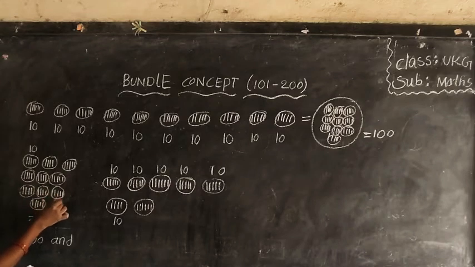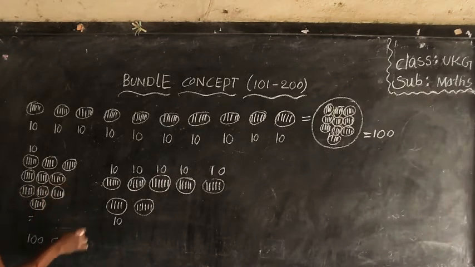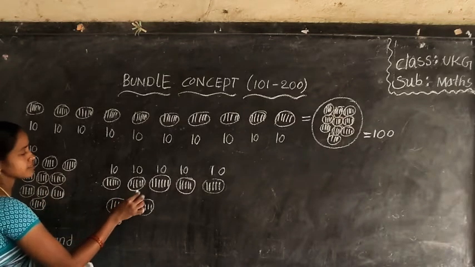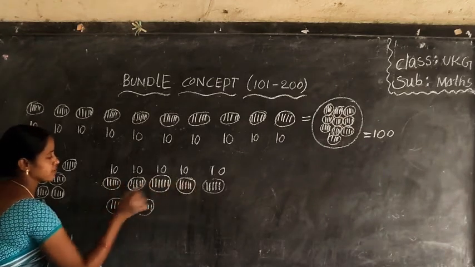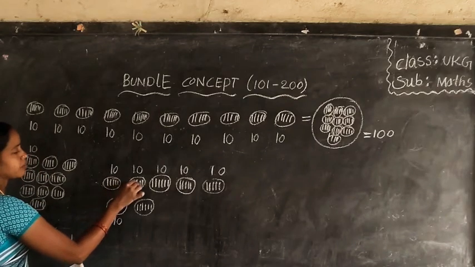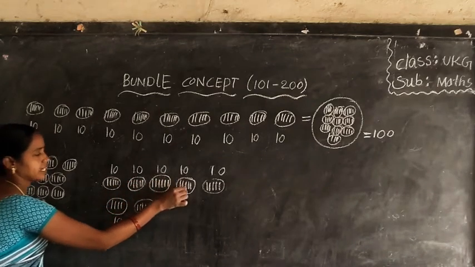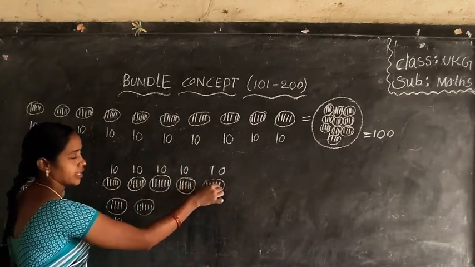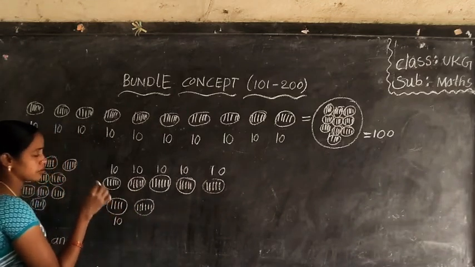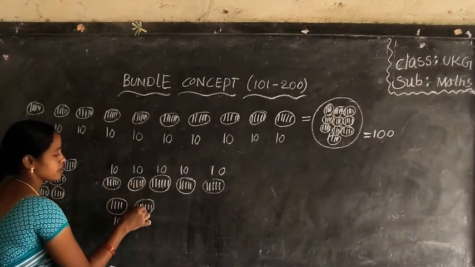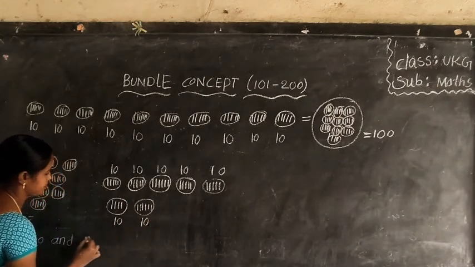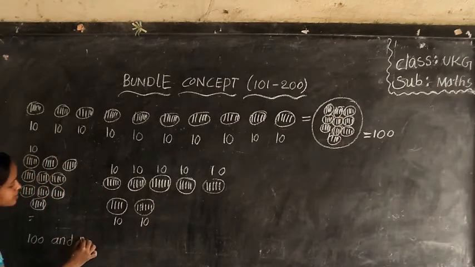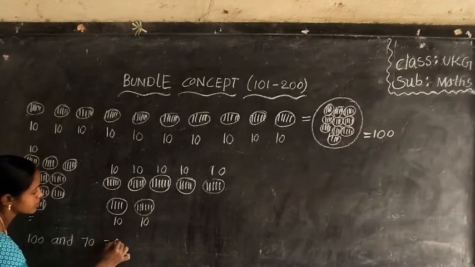Ten bundles make 100 sticks. How many bundles are there here? 1, 2, 3, 4, 5, 6, 7. 10 and 10 more 20, 20 and 10 more 30, 30 and 10 more 40, 40 and 10 more 50, 50 and 10 more 60, 60 and 10 more 70. 100 and 70 more, 170.